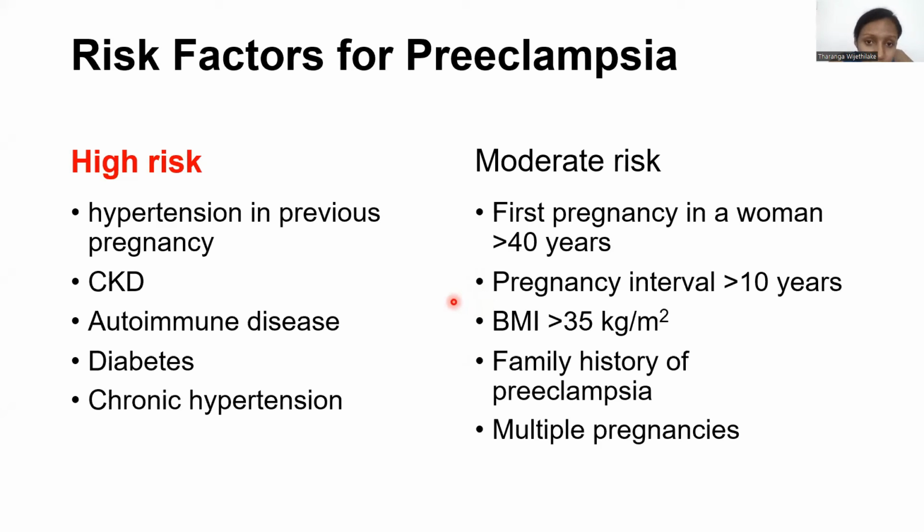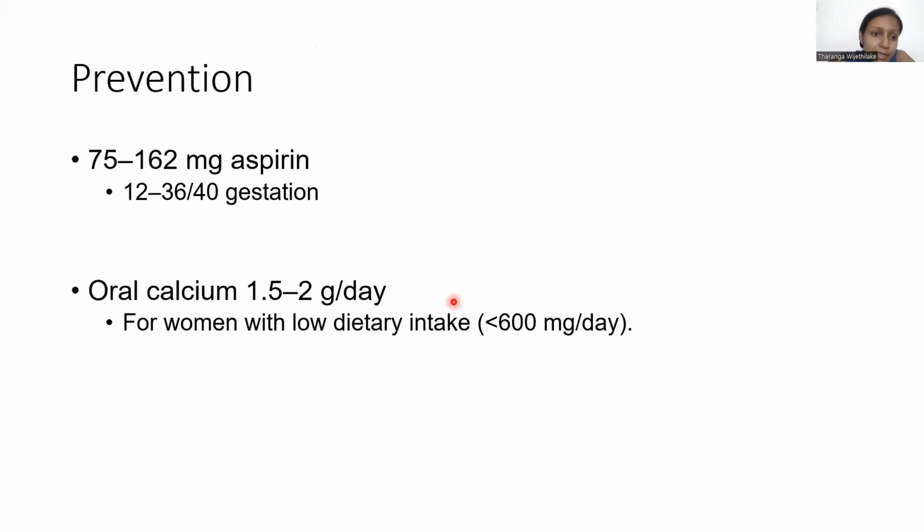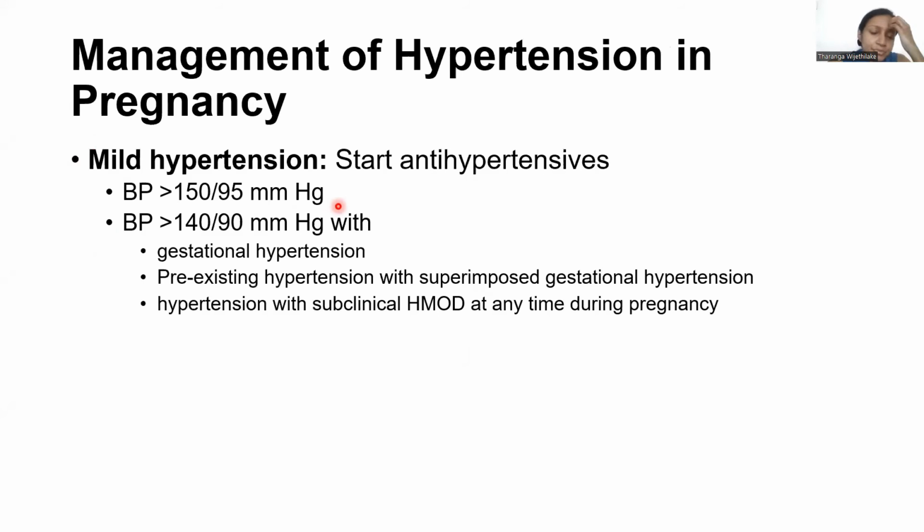They are all at risk of development of preeclampsia. So what do we do when we detect it? We start them on aspirin. And if they are low on calcium, you could start them on calcium too. Now, today we are focusing more on the emergency aspect of it.